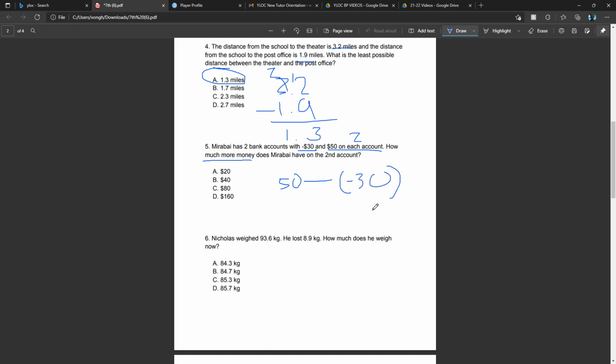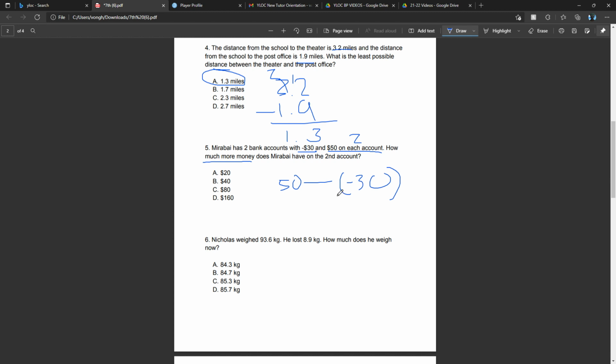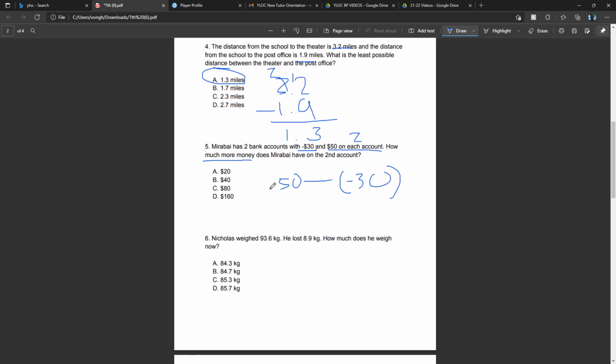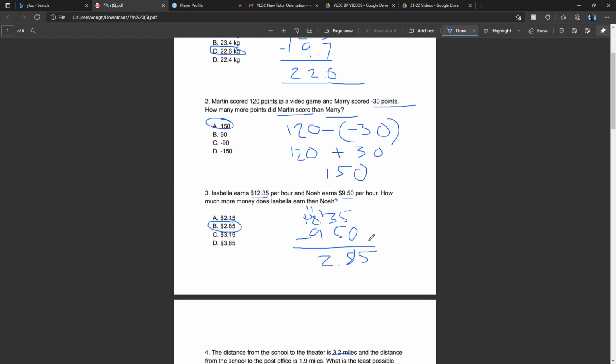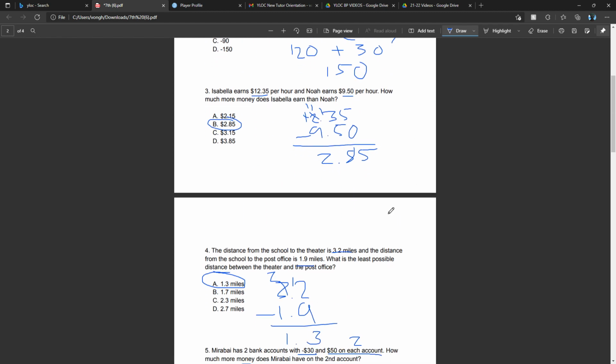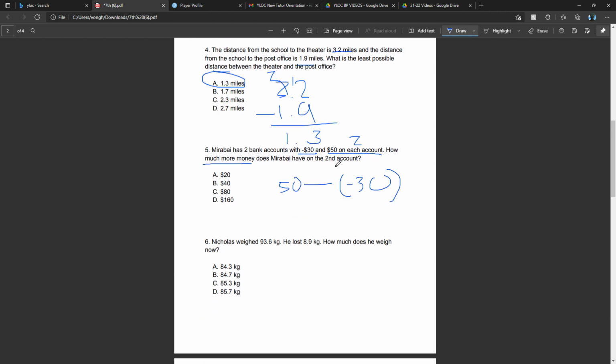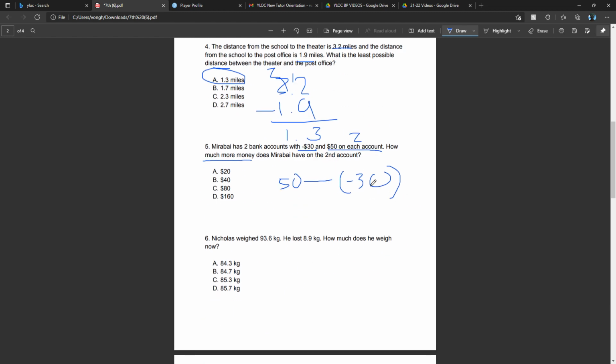So then you have 50 minus negative 30, and if we look at the problem, where is it? Right here. It's the same concept. So you have 50 minus a negative number. Since there's two negatives, you just change them to a positive. So you get 50 plus 30. Add them up, you get 80. So your answer is C.